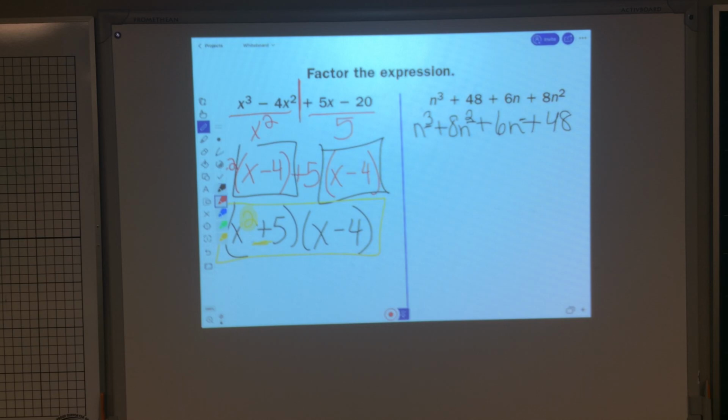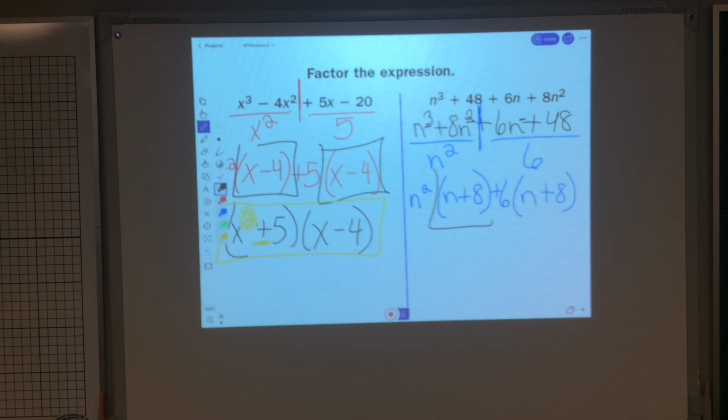So next thing, separate that problem into 2 separate problems. In the first half, I don't have any numbers, but I can factor out an n squared. In the last half, both of these numbers are divisible by 6. Can't factor out an n because the second term doesn't have an n. So when I factor out my n squared, n squared times n gives me that n to the third power. 8n squared divided by n squared is just going to be 8. Factoring out that positive 6 from the second set, 6 divided by 6 is 1, so I just have the n, and 48 divided by 6 is 8.